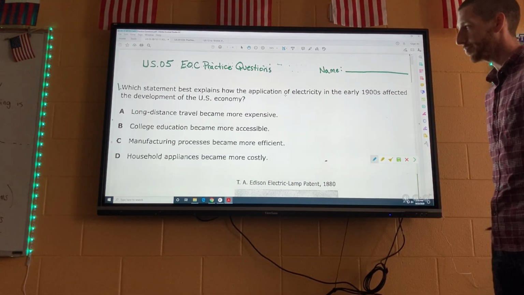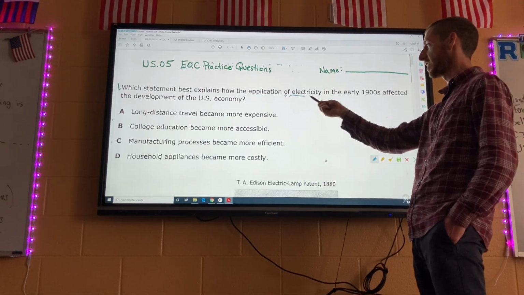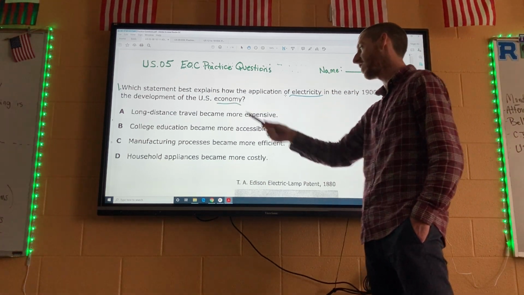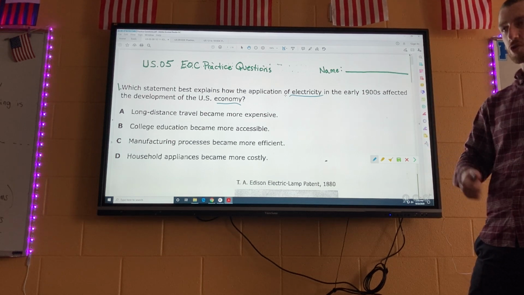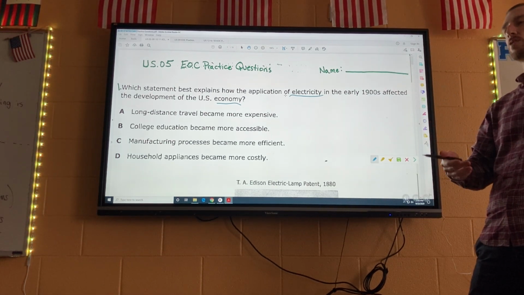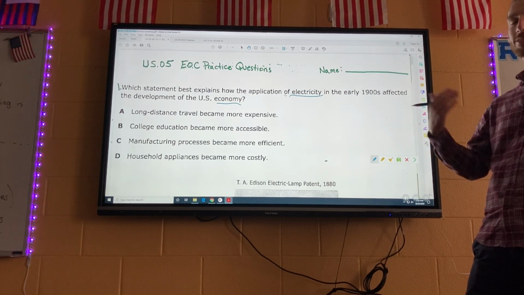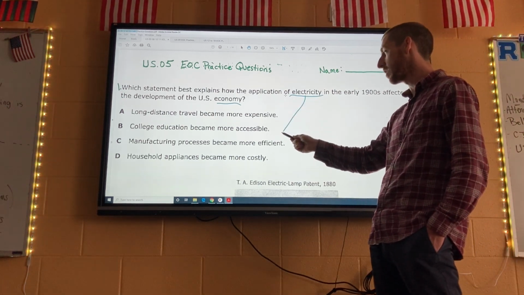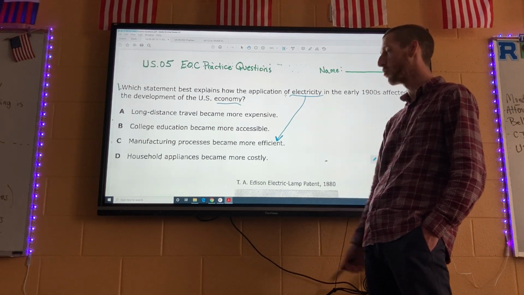So number one, which statement best explains how the application of electricity in the early 1900s affected the development of the U.S. economy? Now, if you recall, the economy at the time was based on industry, and industry has to do with factories. And what do you do at factories? Well, you make stuff. Another fancy word for making stuff is manufacturing, okay? And if you can apply electricity to manufacturing, it's gonna make things a whole lot more efficient, meaning moving quickly.